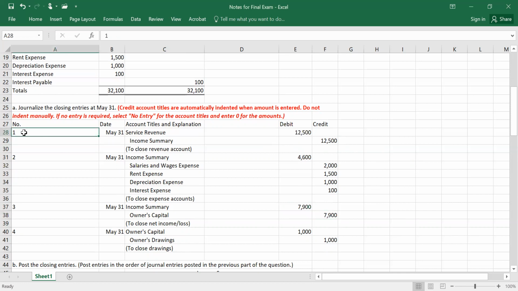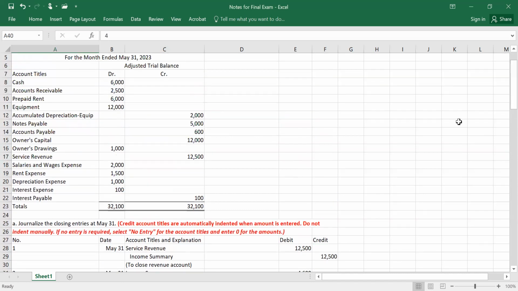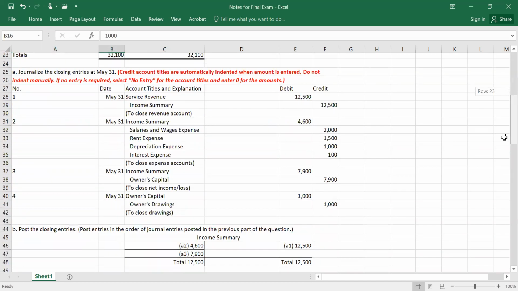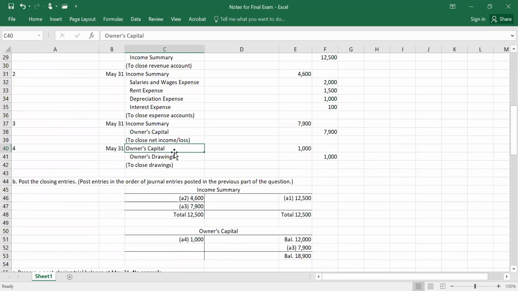The first, closing out the service revenue, is number 1. Closing out the expense accounts is number 2. Closing net income from income summary to owner's capital is number 3. Last one, number 4, is closing owner's drawing. So if we look, owner's drawings is here. It has a debit balance. To close it out, we have to credit it. So we're going to debit owner's capital, credit owner's drawings for that 1,000.